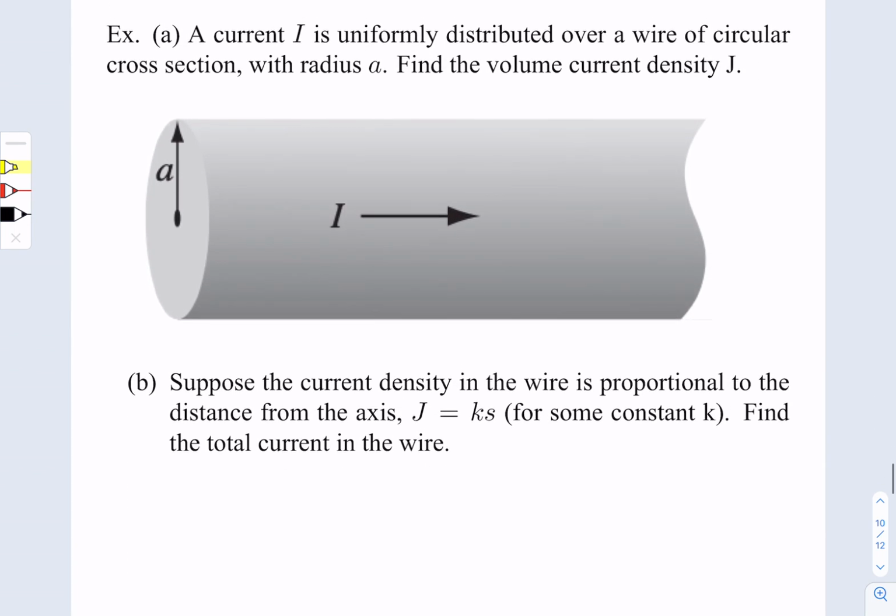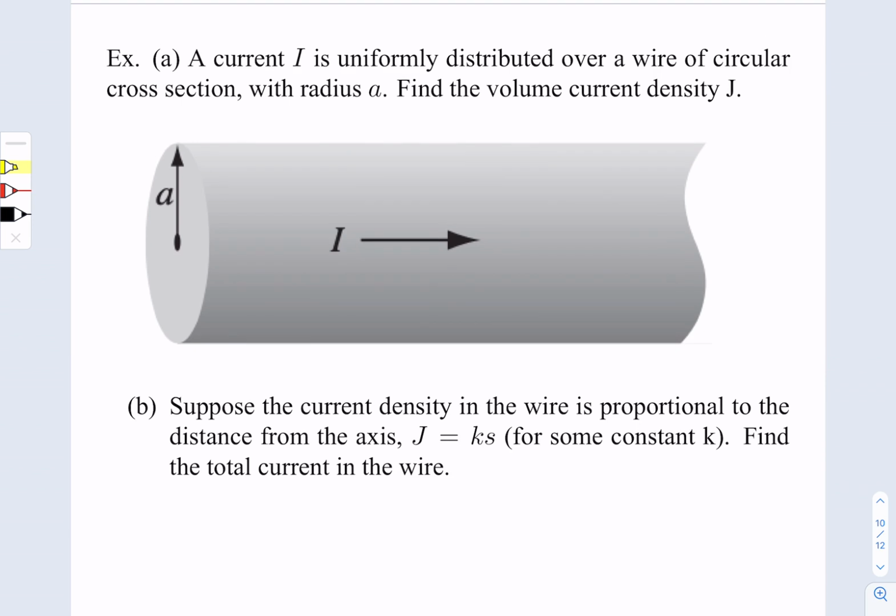Okay, so for example, say that there is a current uniformly distributed in a wire with radius a, then the volume current density J should simply be I over the area, and this area should be pi a squared.